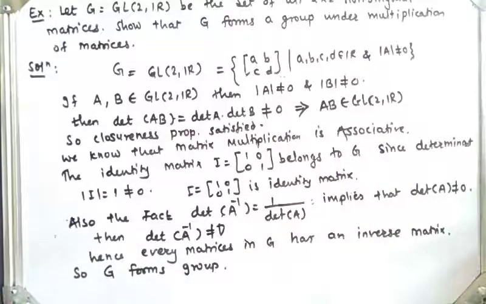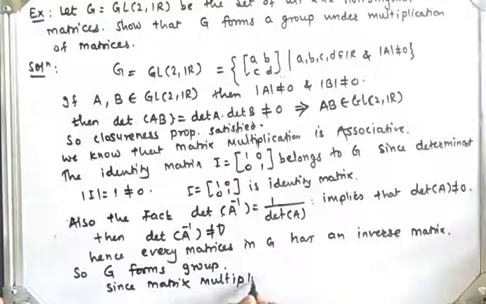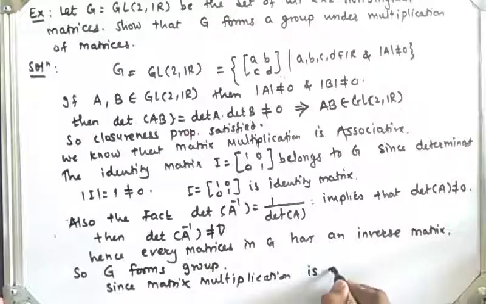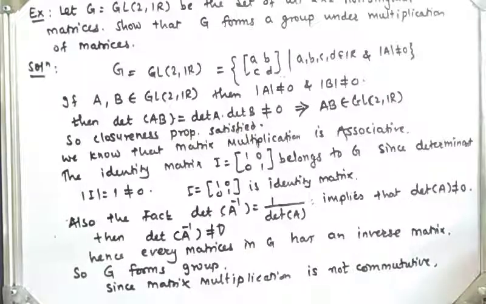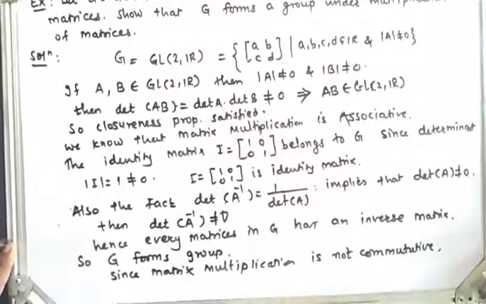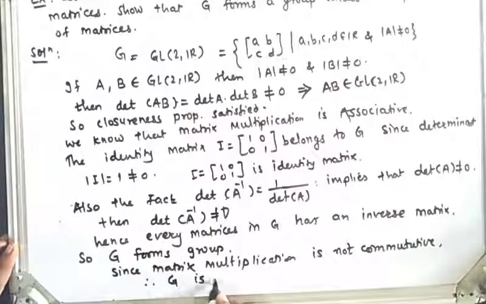But here this multiplication is not commutative, because A into B is not the same as B into A. Since matrix multiplication is not commutative, G under the binary operation star is not an abelian group. So it forms a group but not an abelian group. Therefore G is a non-abelian group.